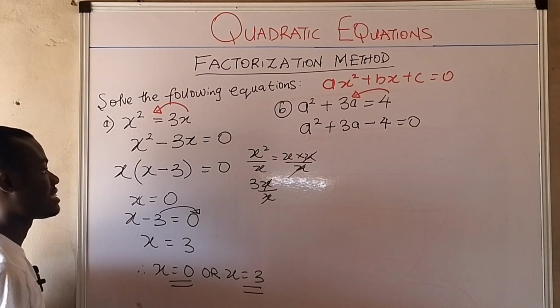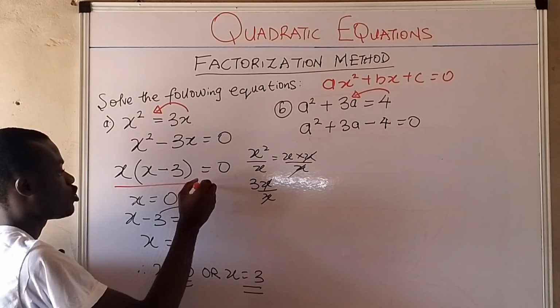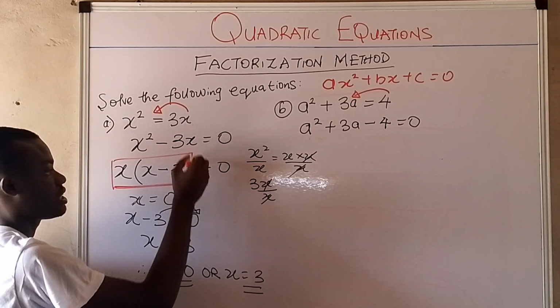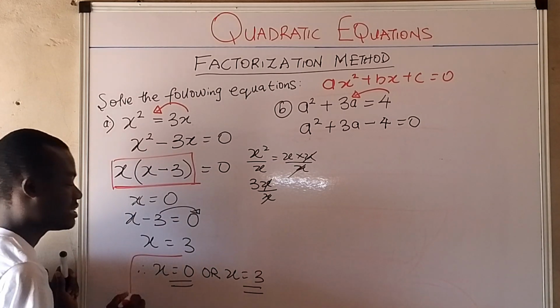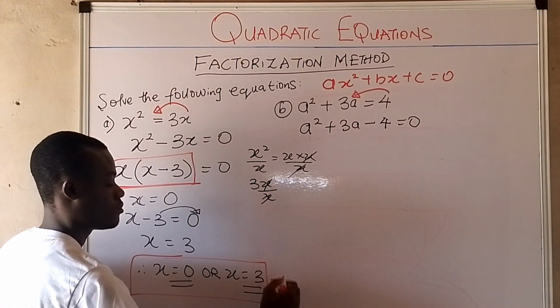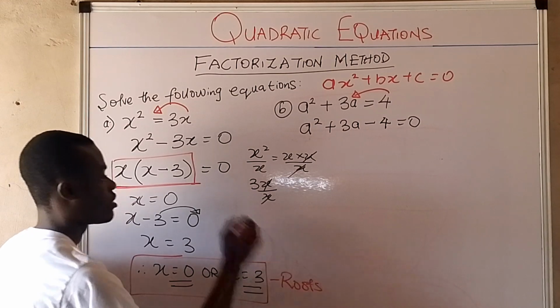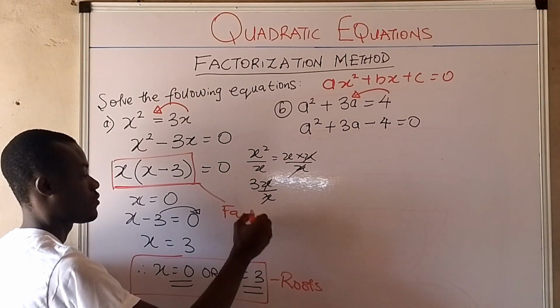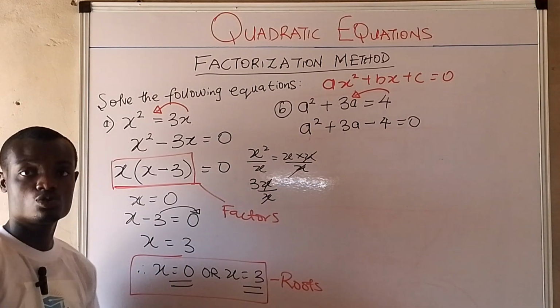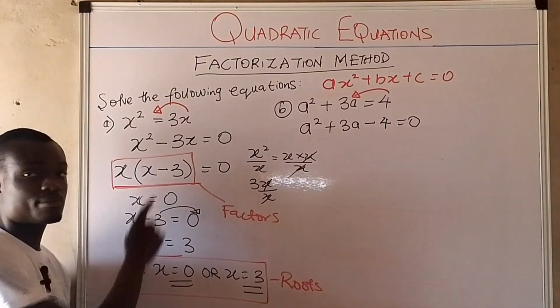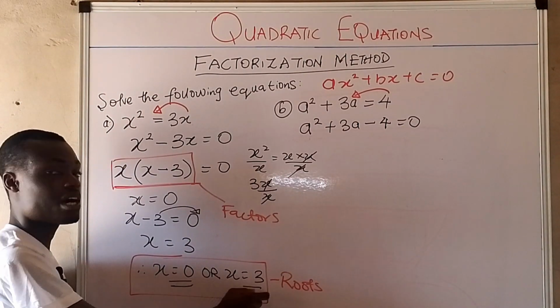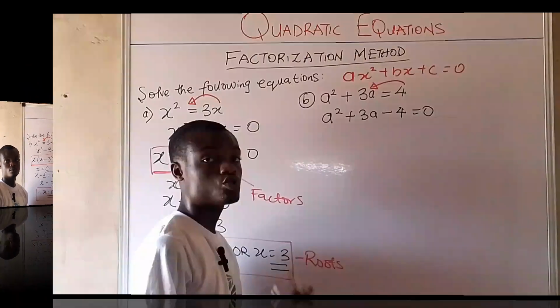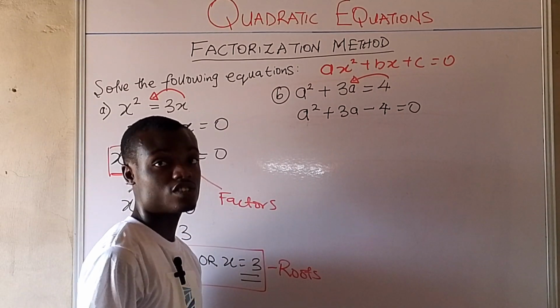While these are the factors of this particular quadratic equation. So these are the factors, and then these are the roots. And these are the factors. So in the exam, when you are told to list the factors, they are x and x minus 3, but the roots are 0 and 3. So let's move on to the second question under the factorization method.